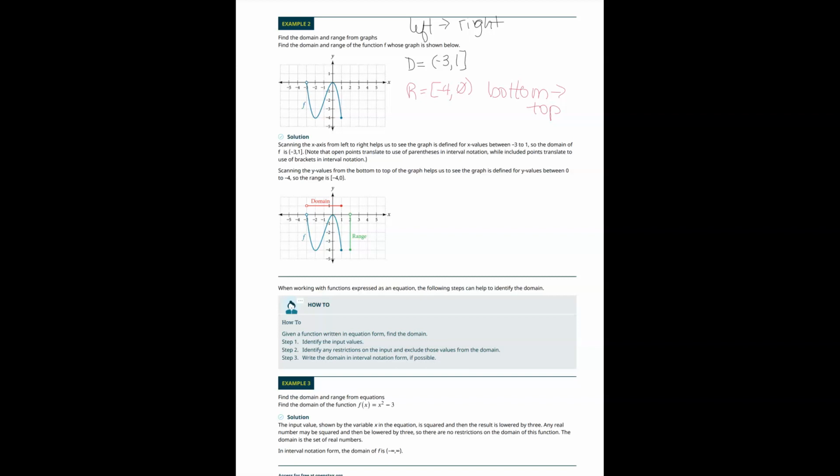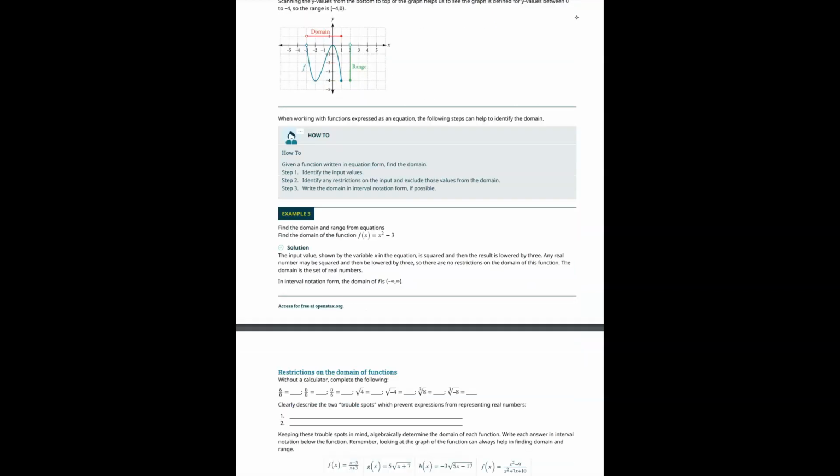Okay, let's look at this one. I'm going to clear that one and scoot down a little bit so we have some more room. Okay, we're going to find the domain and range for this guy. So the domain is all real numbers, right? Because this is a polynomial.